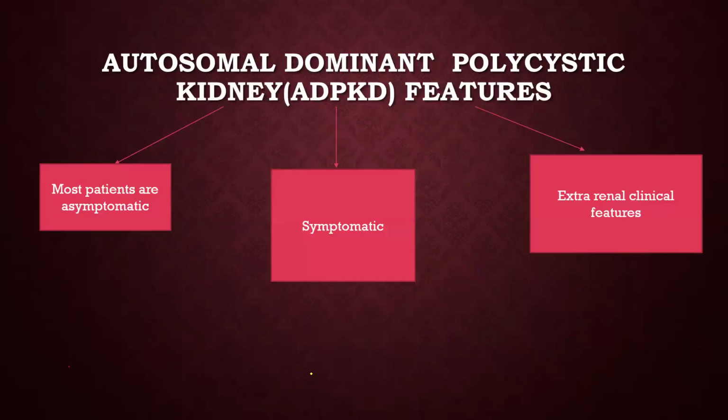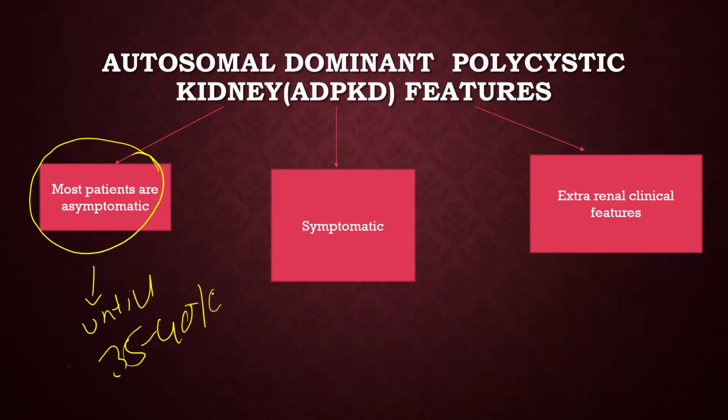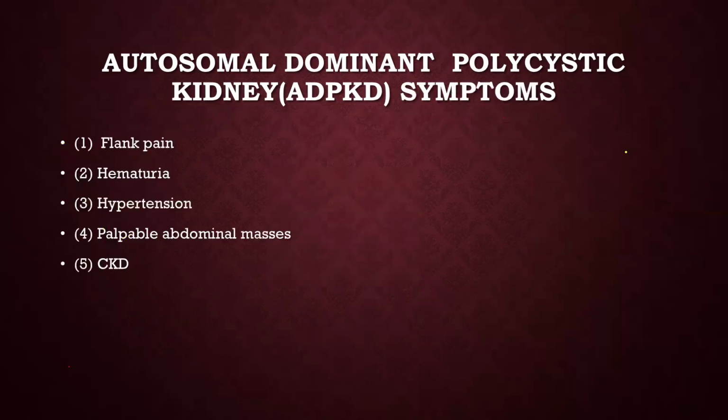Okay, so autosomal dominant polycystic kidney disease features. Most patients are asymptomatic until 35 to 40 years, and then become symptomatic with extrarenal clinical manifestations. The symptoms are flank pain, hematuria, and hypertension, which are very high yield, along with palpable bilateral abdominal masses and CKD.